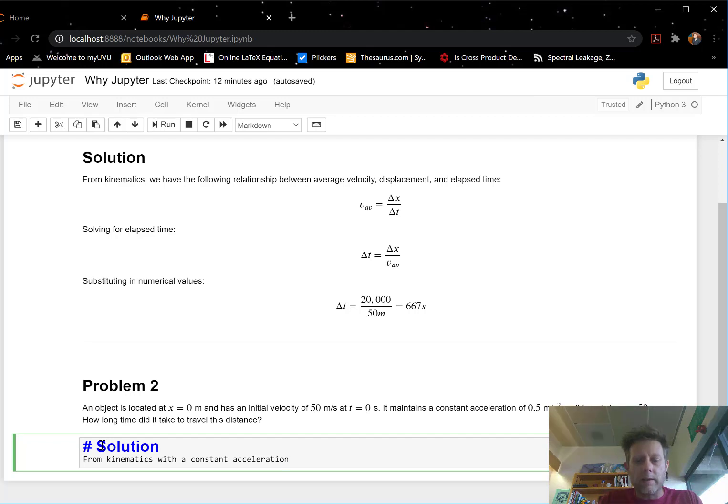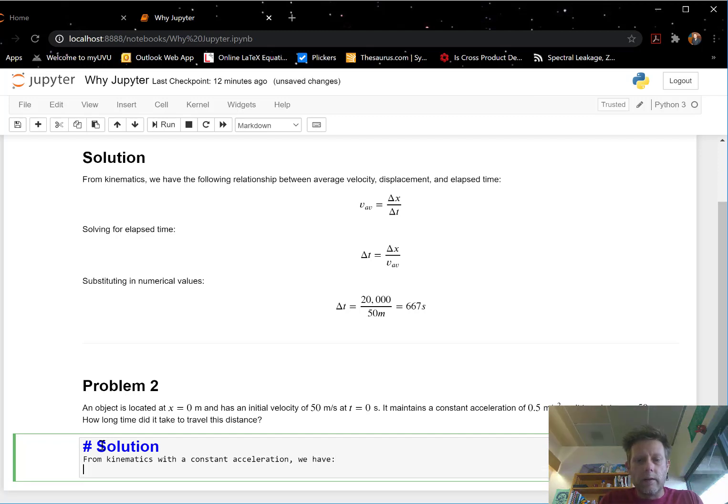From kinematics with a constant acceleration, we have, and what do we have? We have an equation that says x equals any new position is equal to the original position plus a term that involves our initial velocity times the elapsed time plus 1/2, gotta write that as a fraction, times the constant acceleration times the time squared. Okay, let's see how that looks like.